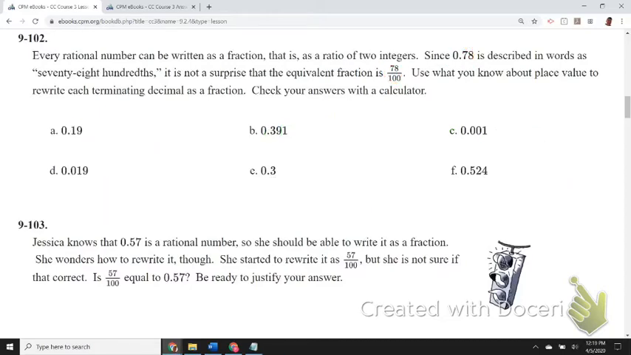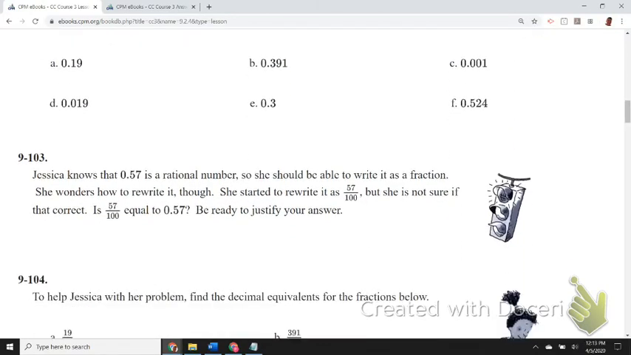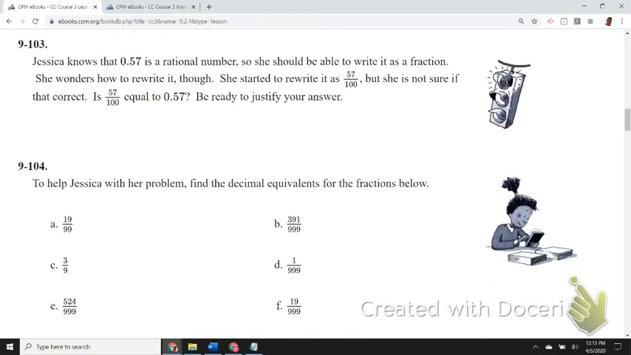Okay, let's move on to 103. 103, that's a typo on CPM's end here. So the number is not 0.57, because we already know how to convert that based on the last problem, but it's 0.57 with the bar over it, meaning it's 0.57, 57, 57, 57, 57, and it repeats forever.